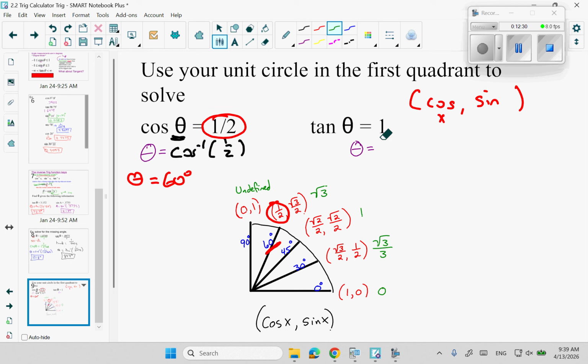Remember that tangent is always the extra coordinate out here, so I look for it to be exactly 1. So you can see the tangent would be 45 degrees.